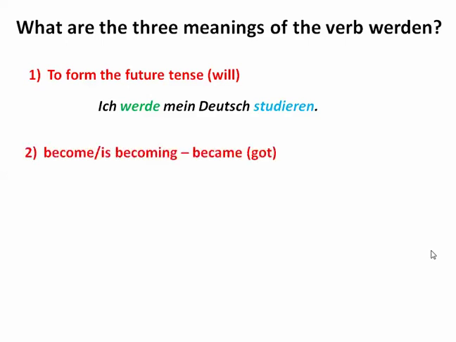The second possible meaning for werden is to mean become, or in the past tense, became. And in English we say he is becoming sick, but we can also say he is getting sick, just like we can say he became sick or he got sick. So in German, this is sort of easy to recognize because a lot of times it will involve an adjective, like ich werde krank, I am becoming or getting sick.